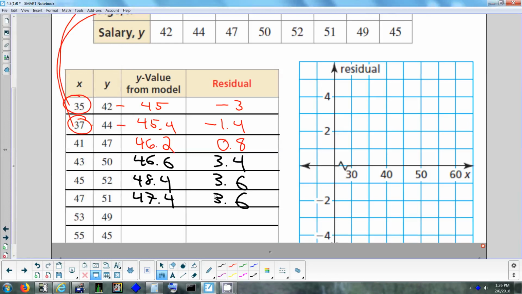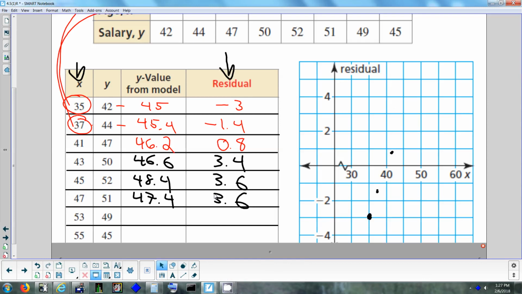So now, which two columns do I use to do the graph? He said the X and the residual. He is correct. 35 is about here, down 3. That's your first one. Now the next one is 37, so just estimate the best you can. 37, down 1.4. Well, that's down 1, maybe about right there. The next one would be 41, and what's the other value? 41, 0.8. So not quite up to 1, but kind of close.